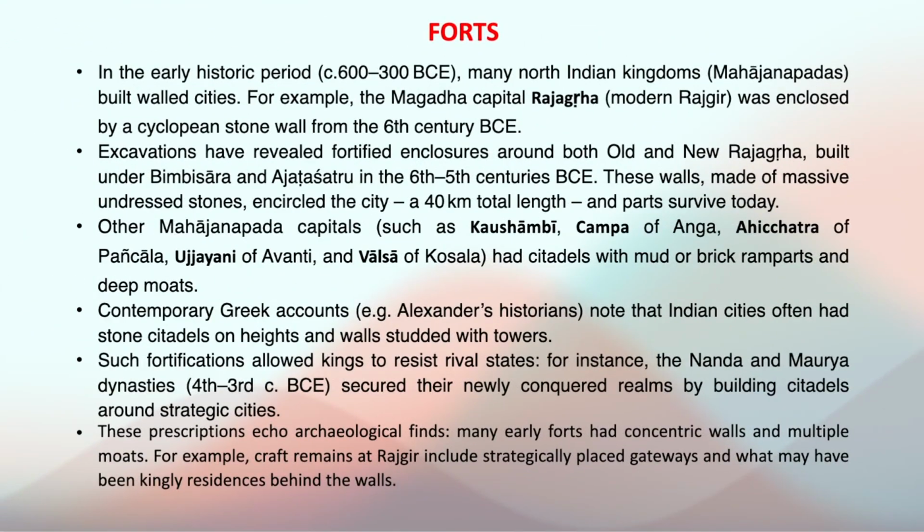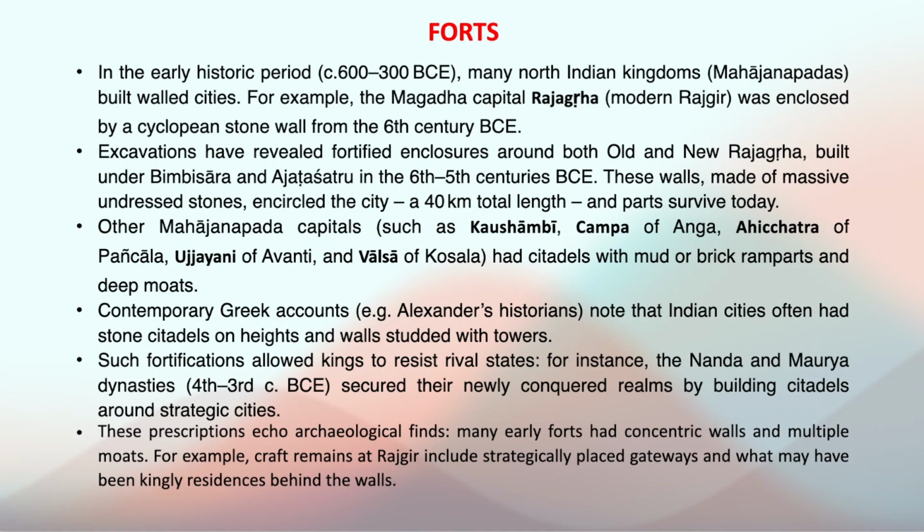Now, moving ahead to forts, in the early historic period, many North Indian kingdoms built walled cities. For example, the Magadha capital of Rajagriha was enclosed by a cyclopean stone wall from the 6th century BCE, and excavations have also revealed fortified enclosures around both old and new Rajagriha, built under Bimbisara and Ajatashatru in the 6th-5th century BCE. Moving ahead, we have the capitals such as Kaushambi, Anga, Ahichhatra, Ujjaini of Avanti, and Kosala, which also had citadels and mud brick ramparts and deep moats.